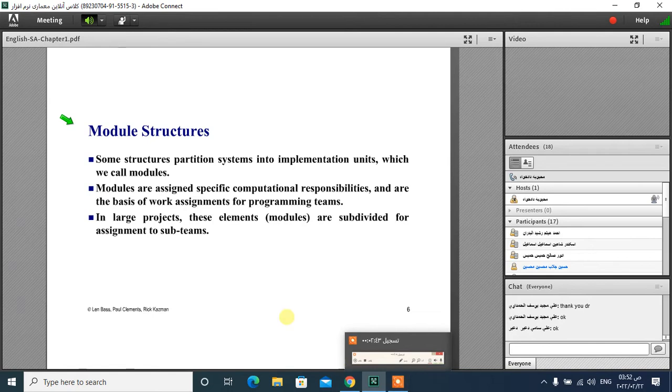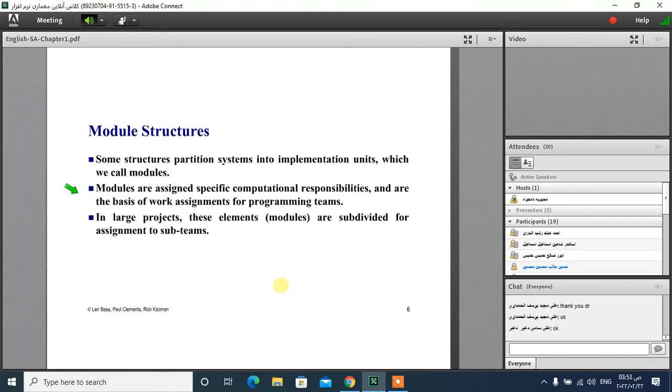The first category of structures is the module structures. Some of the structures can partition the system into implementation units. We call these implementation units the modules. So modules can be different types of implementation units. For example, you can call a function a module, or a class a module, or a subsystem a module. So the implementation units are called modules in the system.